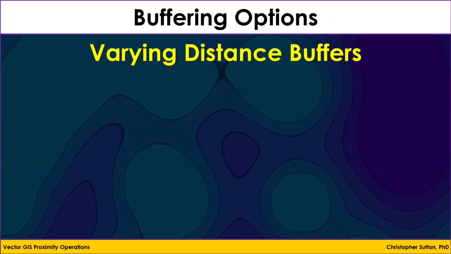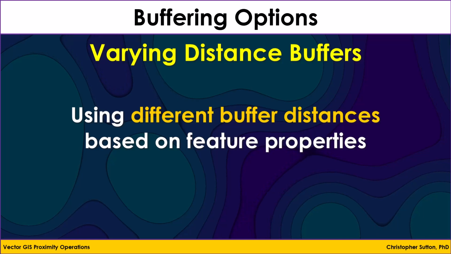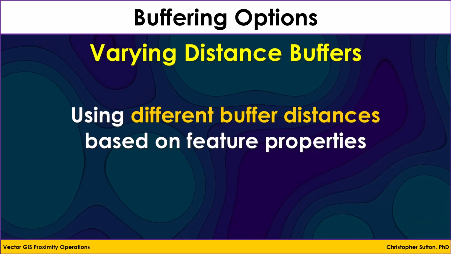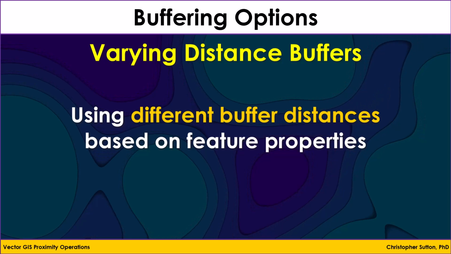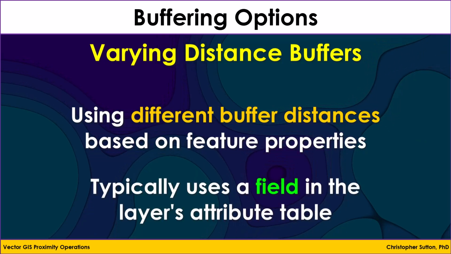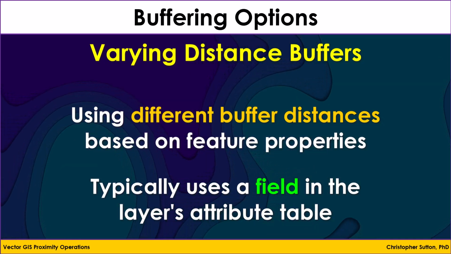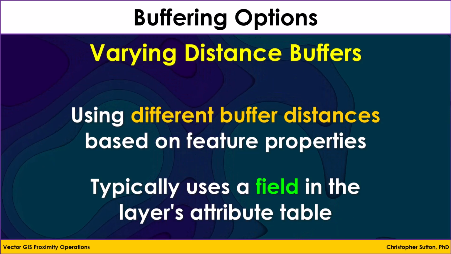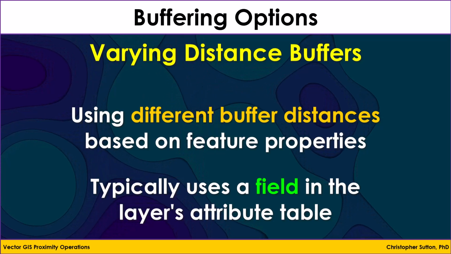In addition to fixed distance buffers, we also have varying distance buffers. What this means is that we use different buffer distances based on feature properties. We use a field in a layer's attribute table to specify the distances. Let's say, for example, we have a road layer and we have different kinds of roads, city streets, township roads, US highways, and so forth.